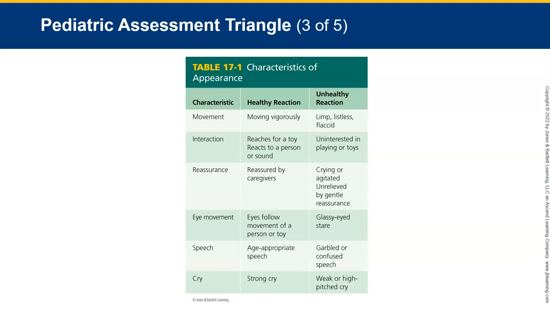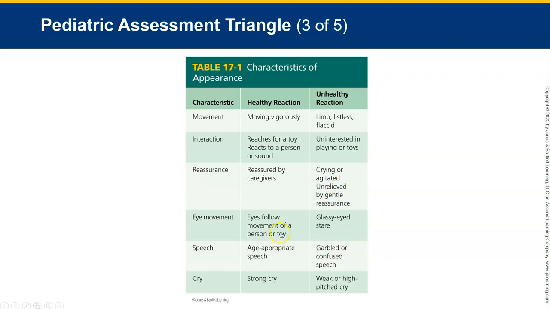Now, here is just some characteristics of appearance, movement, healthy versus unhealthy. So you see we have moving vigorously. That's what we're hoping for and expecting. This is the unhealthy: limp, listless, flaccid. Interaction: reaches for a toy or reacts to a person, versus uninterested. Reassurance: they're reassured by caregivers, or they just don't care and they're crying or agitated, which is the unhealthy.